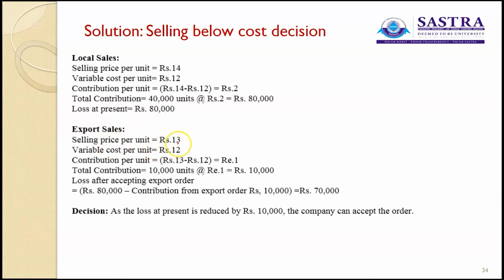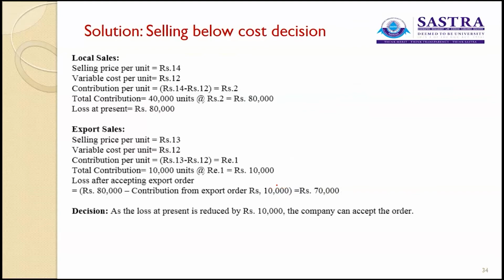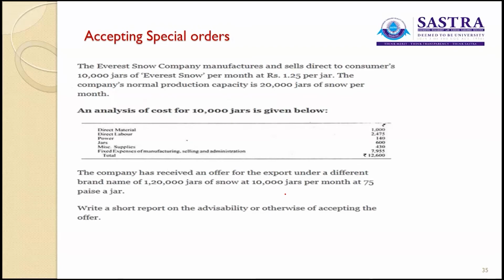For export sales, the export offer is 13 rupees per unit. It is given here as 13 rupees. Now the variable cost is 12 rupees, so we have a contribution of 1 rupee. So total contribution is 10,000 units into 1 rupee, we have 10,000 rupees. So already we have an 80,000 rupees loss. Now we have a contribution of 10,000, and this contribution will reduce your loss. So it will come to 70,000 as your loss. As the loss is reduced by 10,000 rupees, the company can go for accepting the offer.